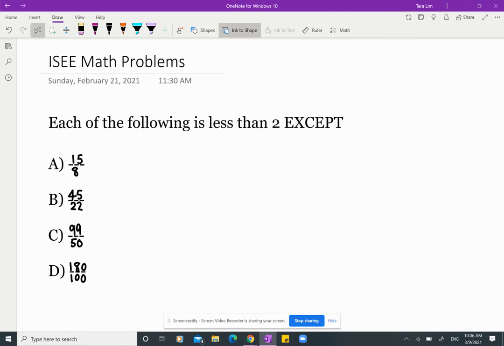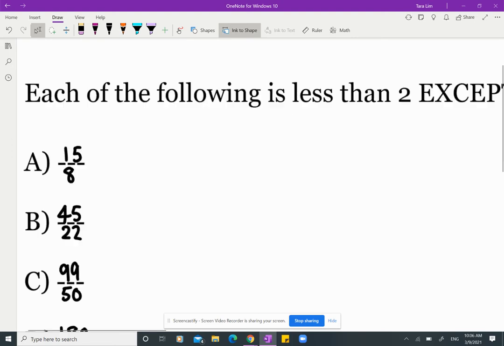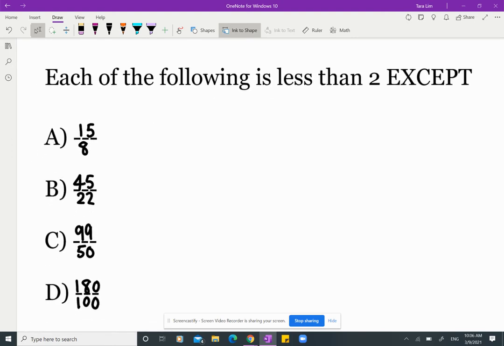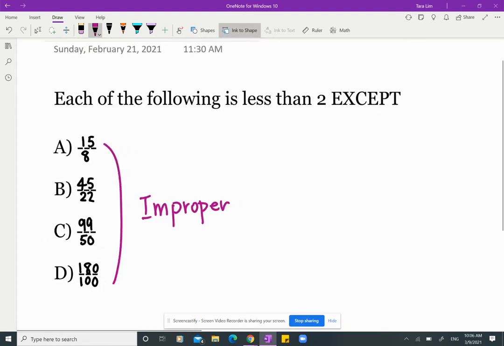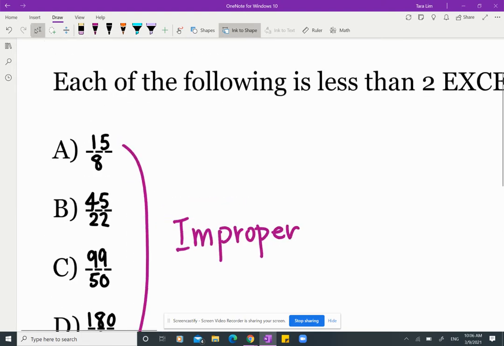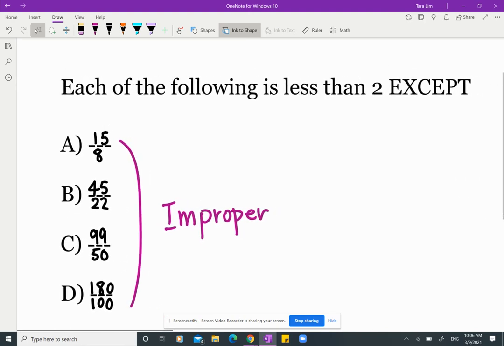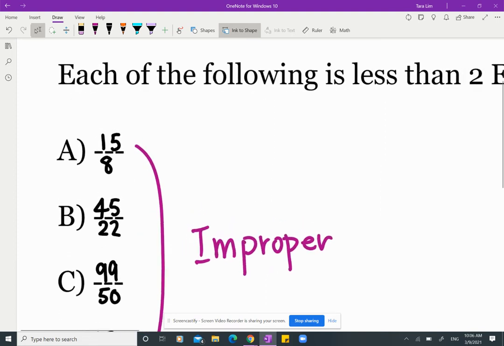Each of the following is less than 2 except... Here we can see all of these fractions are improper fractions. And it is hard to tell which one is more than 2 or which one is less than 2. So the easier way to know which one is less than 2 or which one is greater than 2 is changing these fractions into mixed numbers.